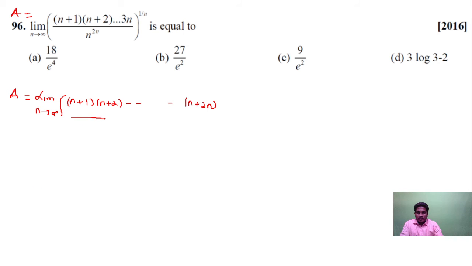Okay. Whole divided by n into n and so on up to n. This is 2n times. If you multiply n 2n times, obviously this is n to the power of 2n, and whole to the power of 1 by n.